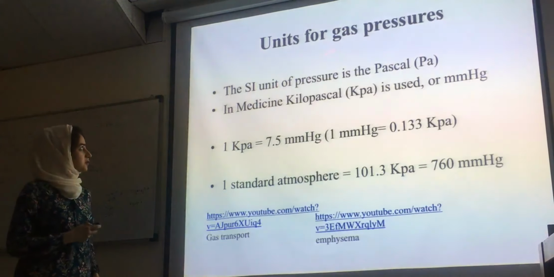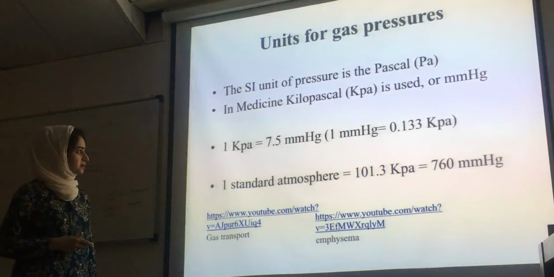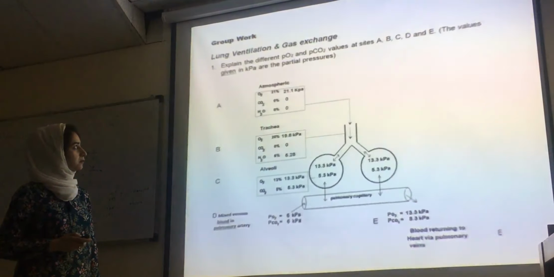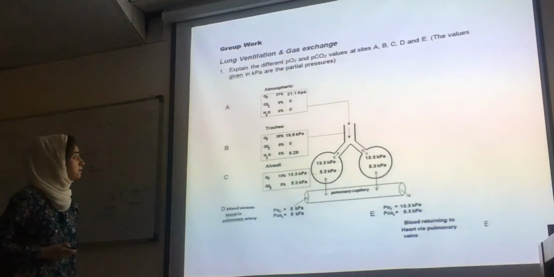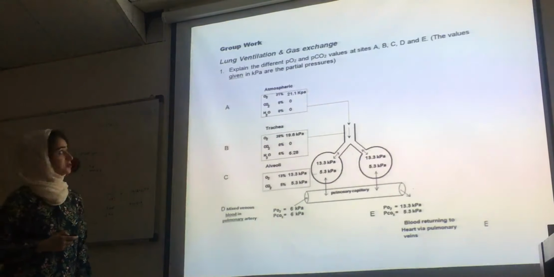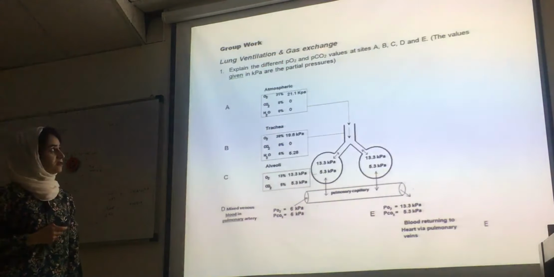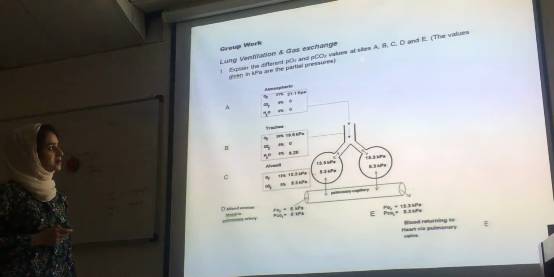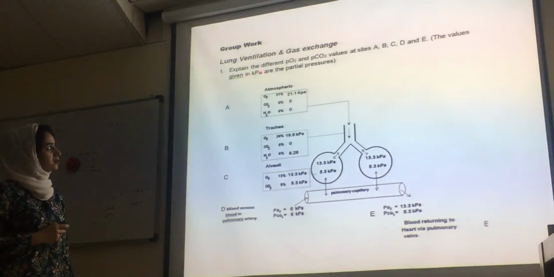And of course, you know the units of gases, and we discussed these in the lecture, and we will directly go to the questions. First, let us see the first question about lung ventilation and gas exchange. The question asks, explain the different PO2 and PCO2 values at sites A, B, C, D, and E, and the values given in kilopascal.